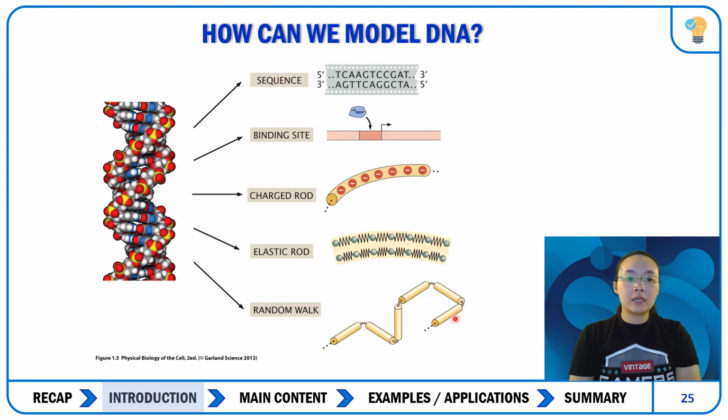The next three are going to be the focus of our next few topics. In the charged rod model, we model DNA as a giant charge because it does have polarity. It's highly negatively charged. We then have a molecular spring and a random walk model, depending on the size of DNA. So we're going to be taking a look at these two as well in quite a bit of detail.